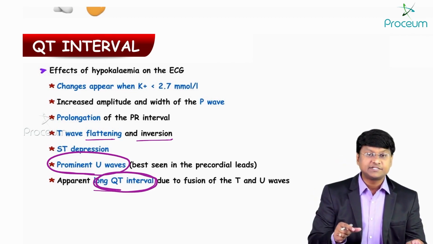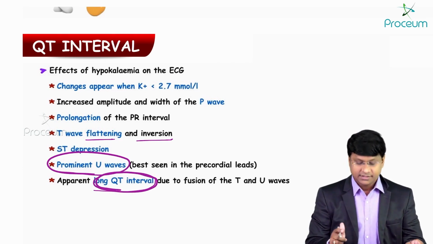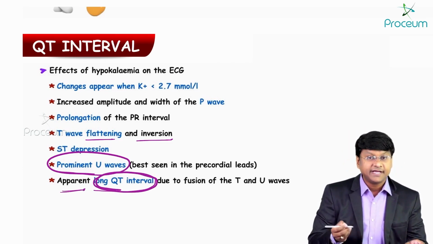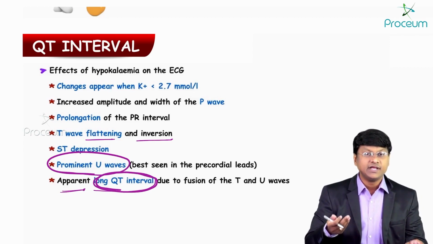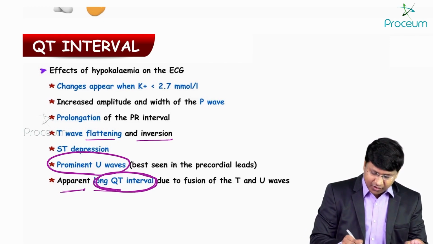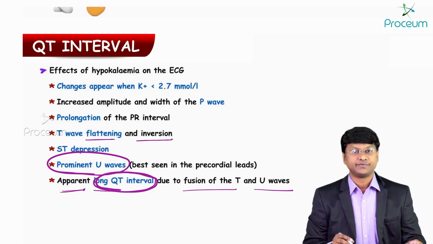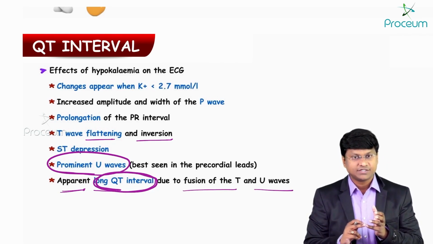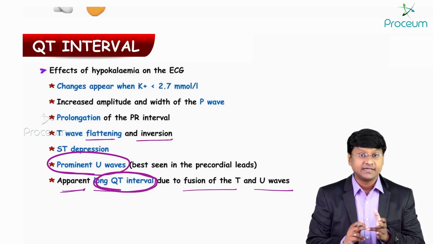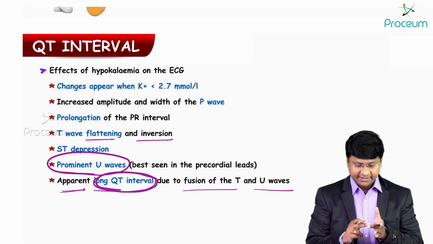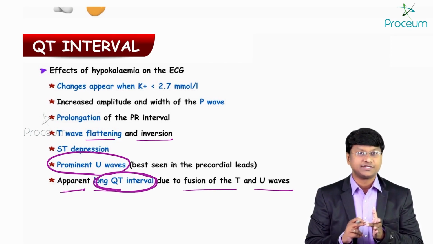Why am I using the word apparent? If I also consider the U wave as part of the T wave, then it is an apparent long QT interval due to fusion of the T and the U wave. Okay, next. So first, the appearance of the U wave. Second, the T wave flattening or inversion. Then the QT interval prolongation.